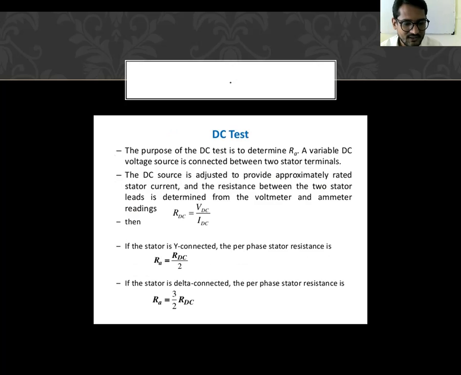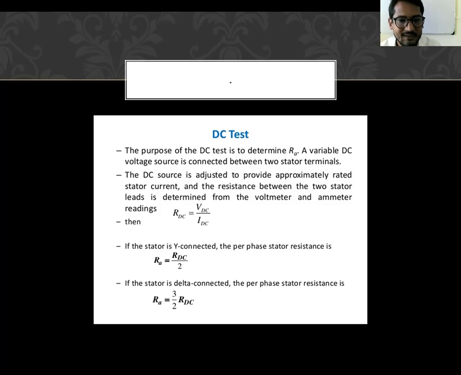In this method, the alternator is star connected with the DC field winding open, as shown. The purpose of the DC test is to determine Ra. A variable DC voltage source is connected between two stator terminals. It gives the DC resistance between each pair of terminals, either by using an ammeter-voltmeter method or by using the Wheatstone bridge. The DC source is adjusted to provide approximately rated stator current, and the resistance between the two stator leads is determined from the voltmeter and ammeter readings.